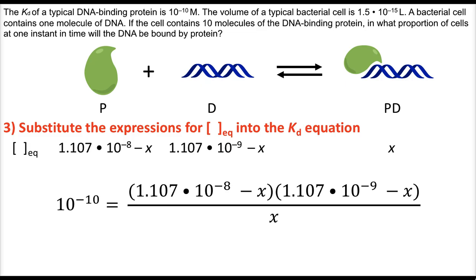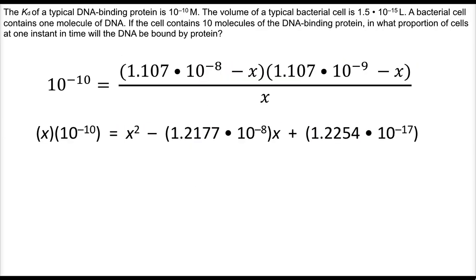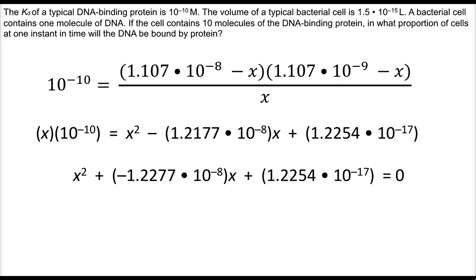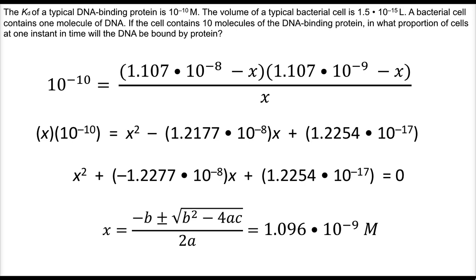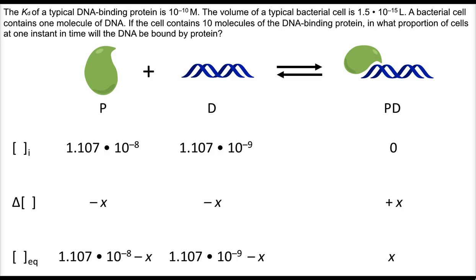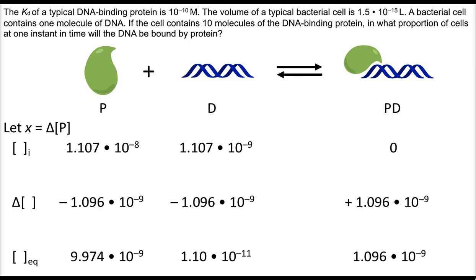Now all I need to do is solve this equation for x. First I multiply both sides by x to get rid of the fraction, then I set the expression equal to 0, and then I find the roots of that equation using the quadratic formula. Doing this, I find that x is equal to 1.096 times 10 to the negative 9. Now that I have x, I can go back into my ice chart and substitute x with what I found. My ice chart is now complete.